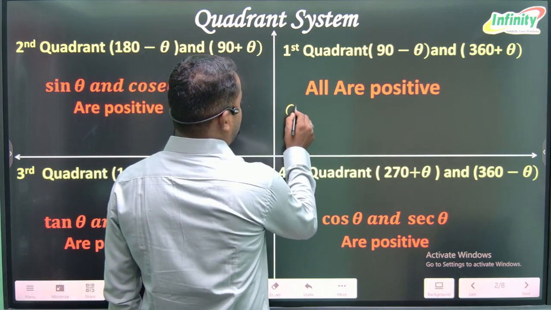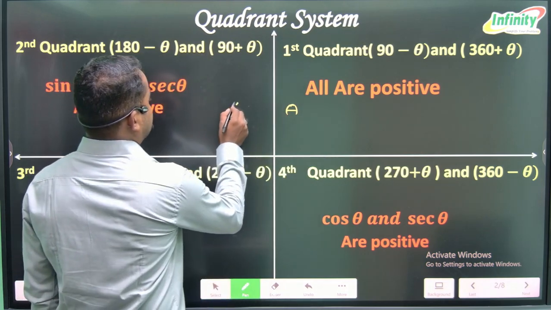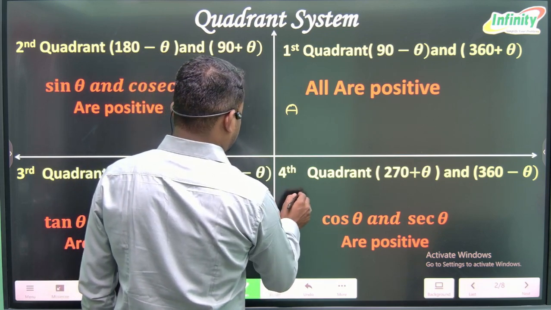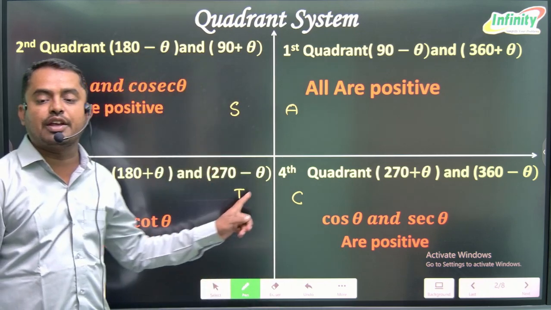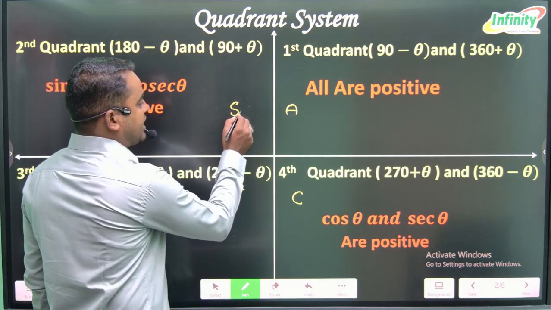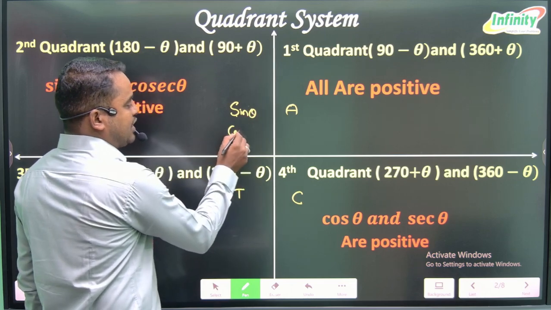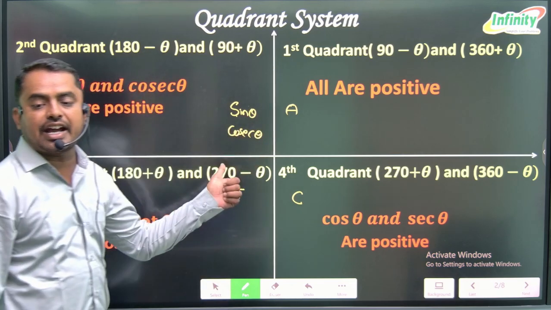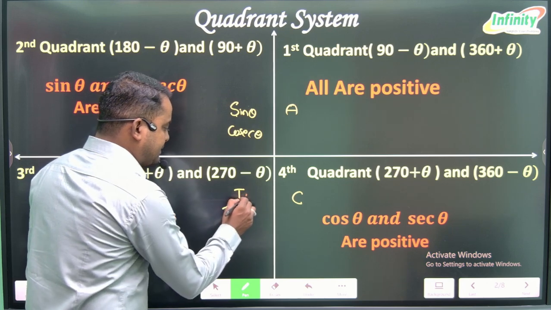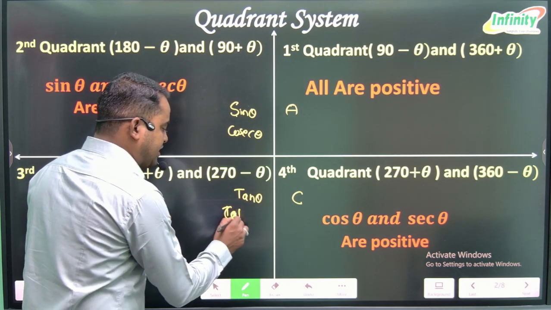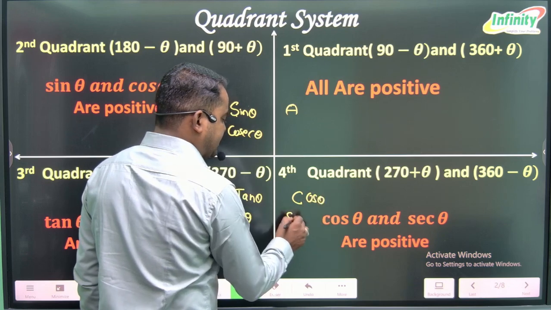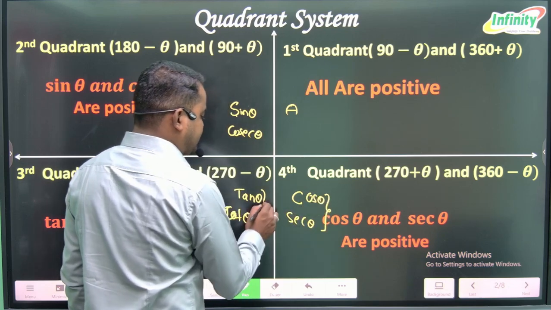By the ASTC rule. After school to college. S means sin theta and its reciprocal is cosec theta. T means tan theta and its reciprocal is cot theta. C means cos theta and its reciprocal is sec theta. So we have to remember in this manner.